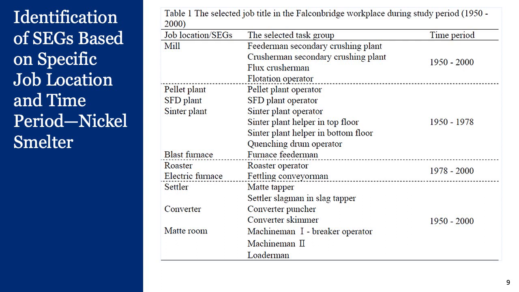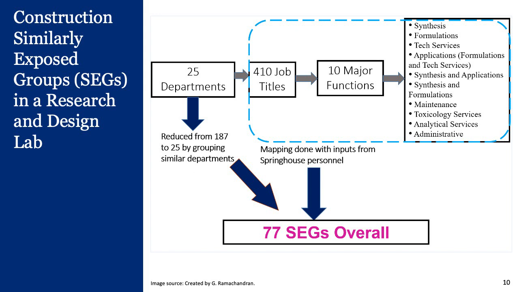And so the exposure groupings change with changing technology in the workplace. Now, in this slide, I'm showing not a mining operation, but a more high-tech research and development lab. And in this case, there are 25 departments within which there are 410 job titles, and there are 10 major functions. And these functions are shown in the rectangular box on the right-hand side. As you can see, the names of these functions are not particularly useful.